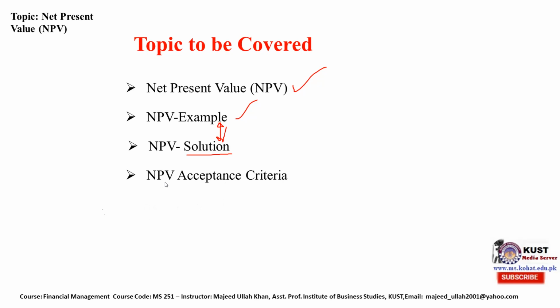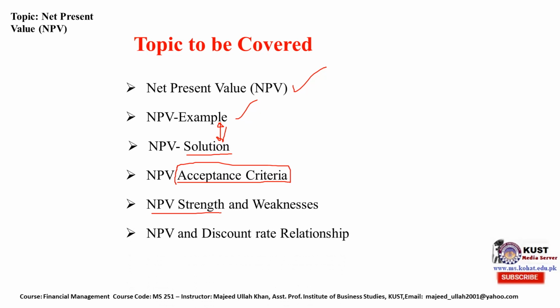Then what is the acceptance criteria of net present value? What are the thresholds or indications that will guide us to accept or reject the project on the basis of net present value? What are the strengths and weaknesses of net present value? We will discuss this as well. And net present value and discount rate relationship with the help of a graph is also included in this lecture.